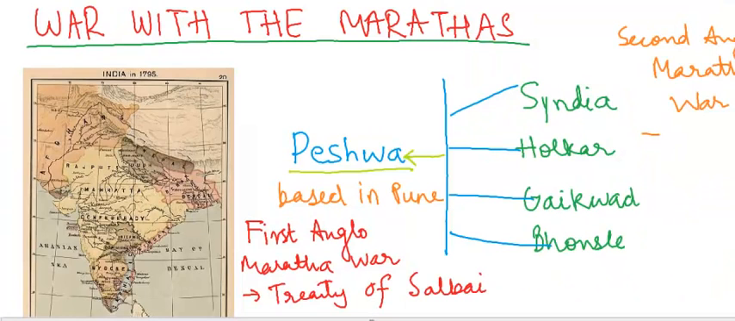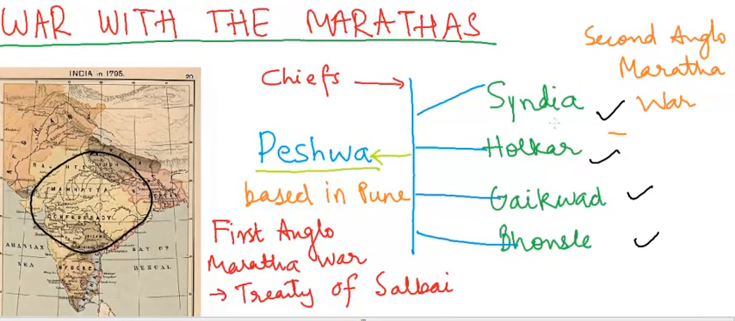By the end of the 18th century, the Marathas were getting pretty powerful, and the British sought to curb this power. The Marathas were divided into many states under different chiefs belonging to dynasties such as Scindia, Holkar, Gaikwad and Bhosle. These chiefs were held together in a confederacy under a Peshwa, who became its effective military and administrative head. This Peshwa was based in Pune.